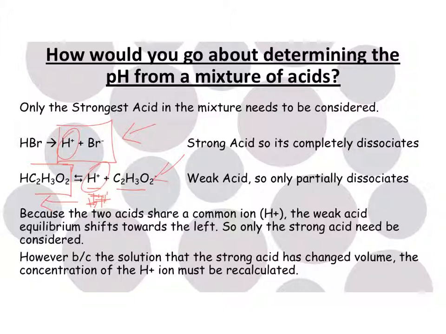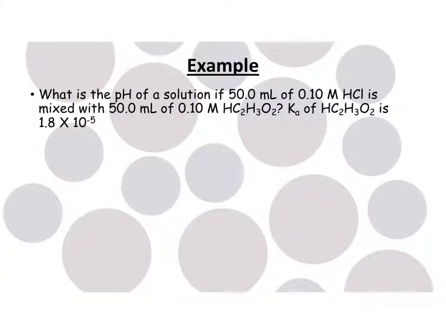If you have two strong acids, that's a little bit different story, which we will talk about in just a second, because they're both going to completely dissociate. So you need to account for the amount of H+ in both of those if you have a strong and a strong. And then if you have a weak and a weak, we're going to approach that very similarly to a polyprotic. Okay, so example.